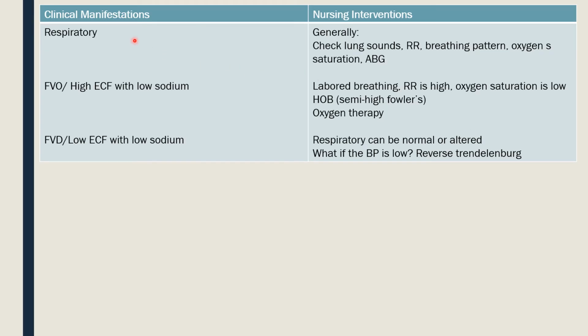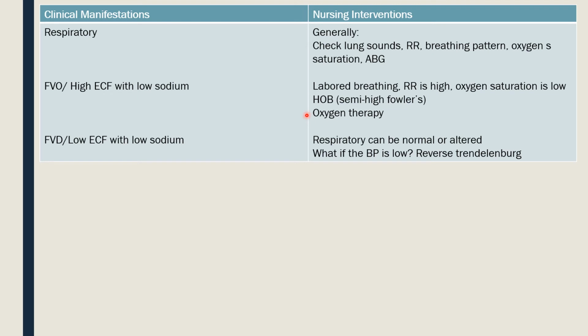Now, for respiratory, of course, for our patient you want to make sure you check their lung sounds, respiratory breathing pattern, O2 sat, ABG, okay? And of course, if your patient has low sodium but high volume, as you can see here, you might see that they are having labored breathing, having a hard time to breathe. So you just put them on semi to high Fowler's and provide them oxygen.